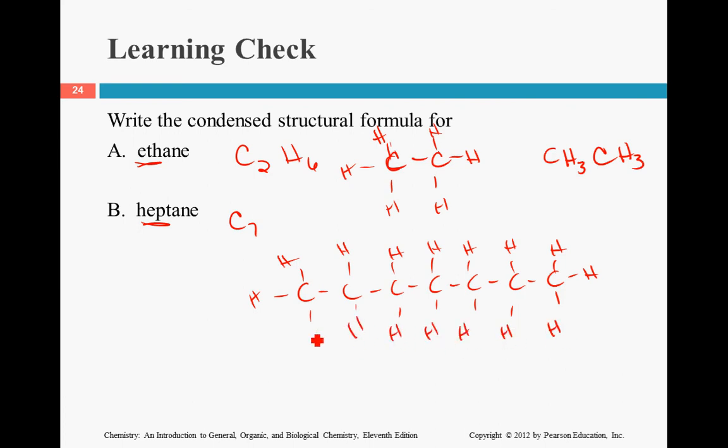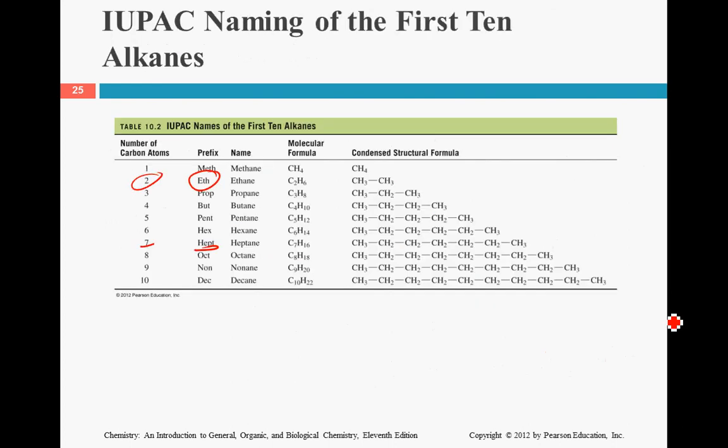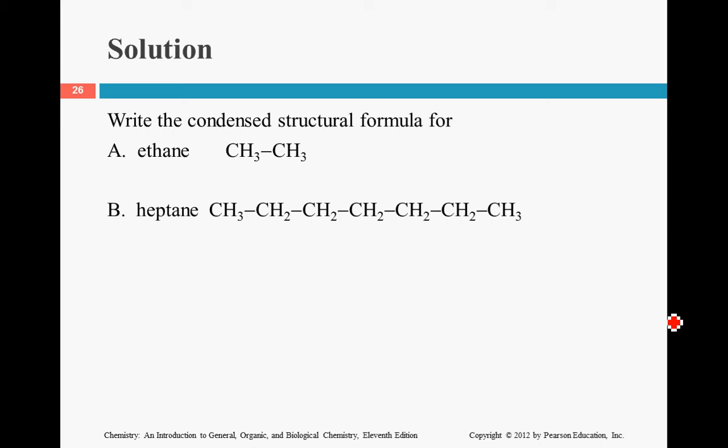And so from the expanded formula, we can get down to the condensed formula by looking at each of the carbons individually. So here's the first carbon. It has 3 hydrogens coming off of it. Second carbon has 2 more. Third carbon has 2 more. Fourth carbon. 1, 2, 3, 4, 5, 6. We have this last one at the very end actually has 3 hydrogens coming off of it. And there you go.